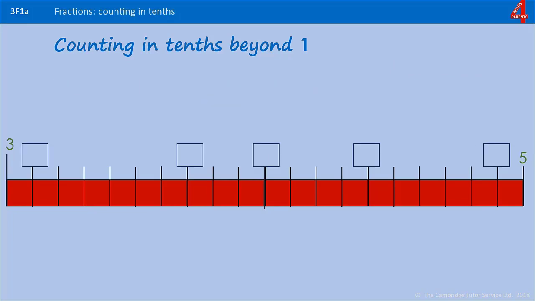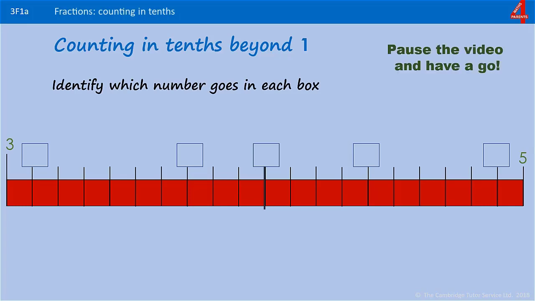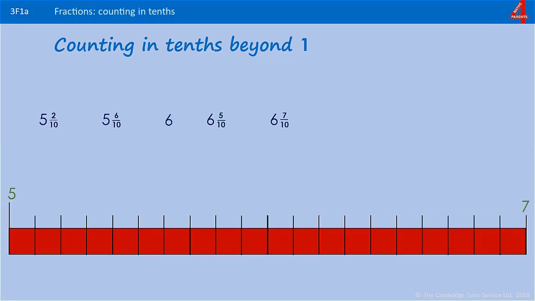This time the number line goes from 3 to 5, and I'm going to get you to identify which numbers go in which box. Pause the video, have a go. 3 and 1/10, 3 and 7/10, 4, 4 and 4/10, 4 and 9/10, which is 1/10 before you get to the whole 5.